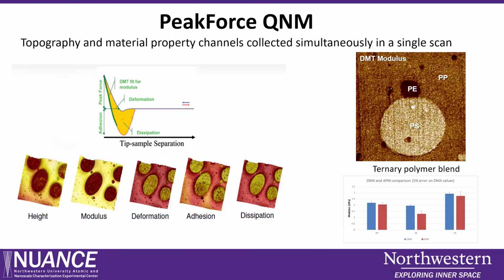Then you can see a typical example where you can get a height profile, a modulus, a deformation, adhesion, or dissipation. So if you have multi-phase materials or viscoelastic materials, you can see the different contrasts within the image. Based on the different stiffness, you can get a different contrast. So basically, you can identify this.